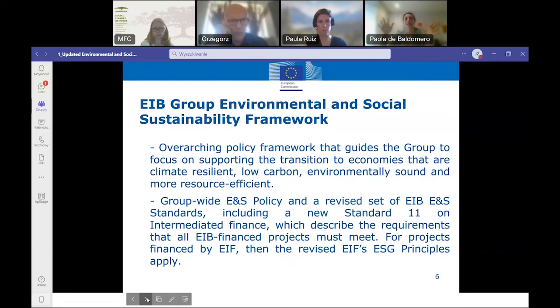So the policy affects both the EIB and the EIF, although the standards are specifically applied to the EIB operations only, because as I mentioned earlier, the type of operations and businesses that EIB finances are very different from the ones that EIF finances. So the standards that I will explain, and I will go very fast over them because many of those don't apply to microfinance, it's just to get an overview and an understanding of what type of standards we're talking about. So the standards, including standard 11 on intermediated finance, apply to the EIB finance operations, and then the ESG principles apply to the EIF operations. And on the next slide, please.